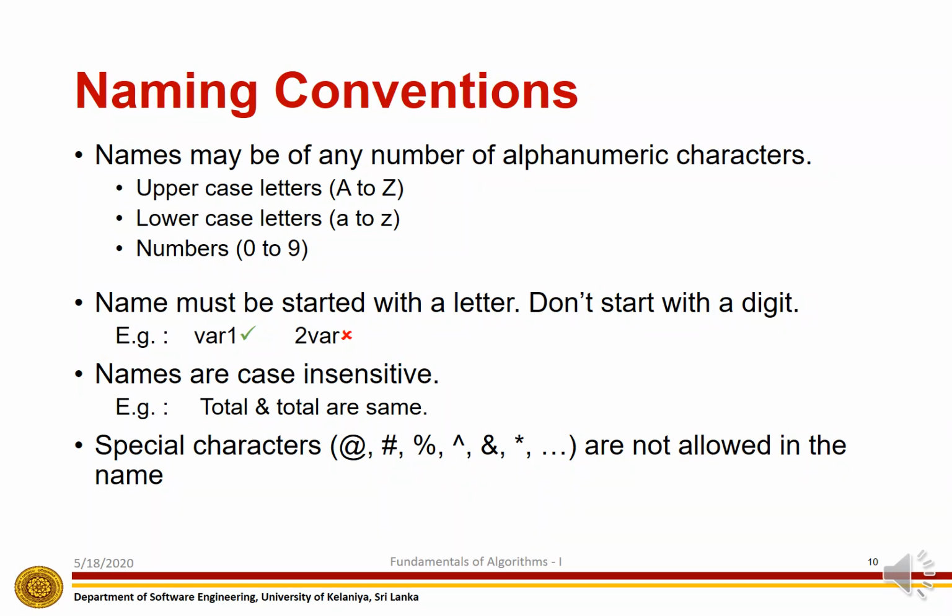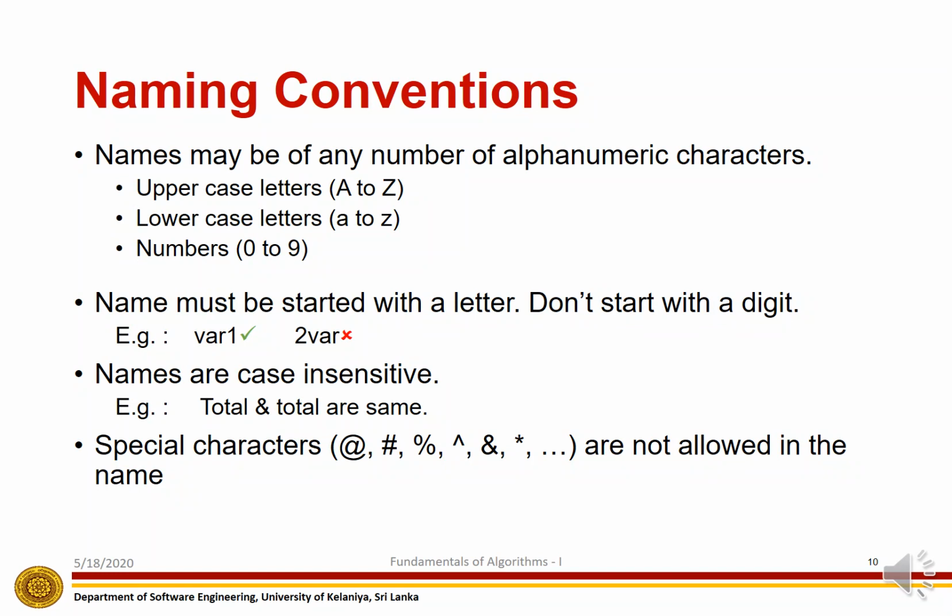The first one is data names composed of letters or a combination of letters and digits. It can have uppercase letters A to Z, lowercase letters a to z, and numbers 0 to 9. Then the second one is that a name must start with a letter. Don't start a name with a digit. For example, var1 is a valid variable name and 2var is not valid.